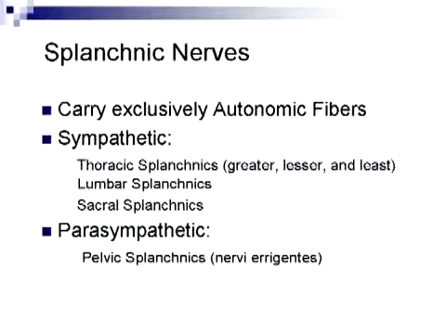There are thoracic splanchnics, lumbar, sacral, and pelvic splanchnics. The thoracic, lumbar, and sacral splanchnics carry sympathetic fibers, while the pelvic splanchnics carry parasympathetic fibers.